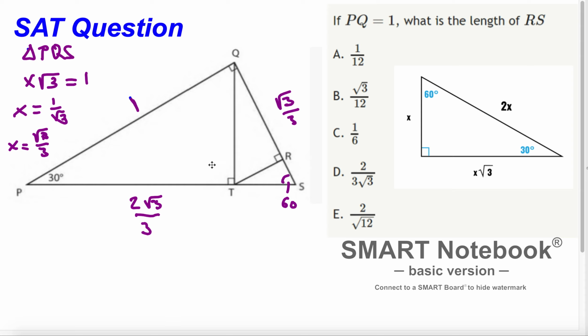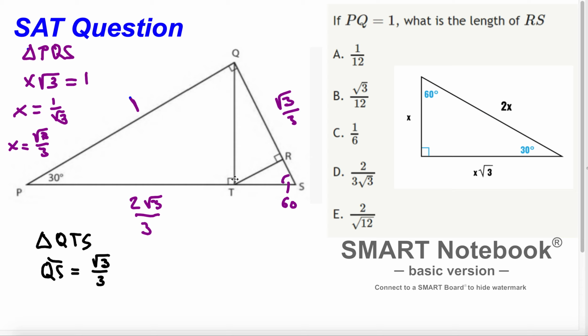So we already have the hypotenuse. But for us, it's important to find RS. We don't need this, but we just wanted to write everything. Now we are going to the triangle QTS. In the triangle QTS, I already have the hypotenuse here. The hypotenuse QS is equal to the square root of 3 divided by 3.